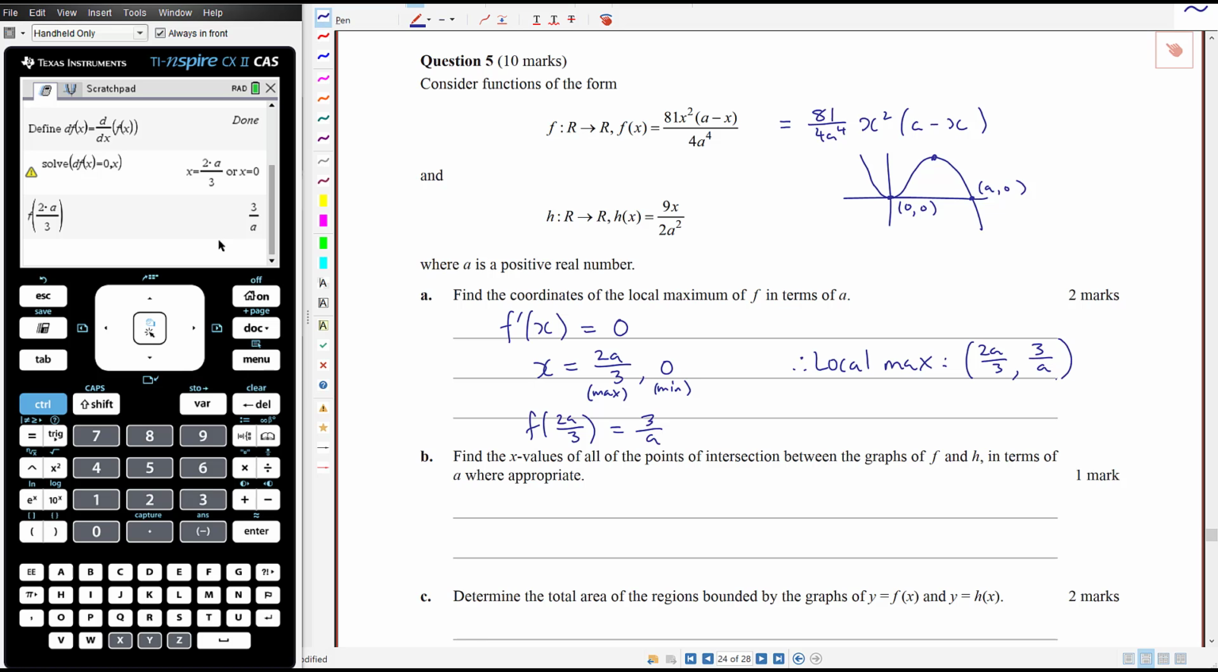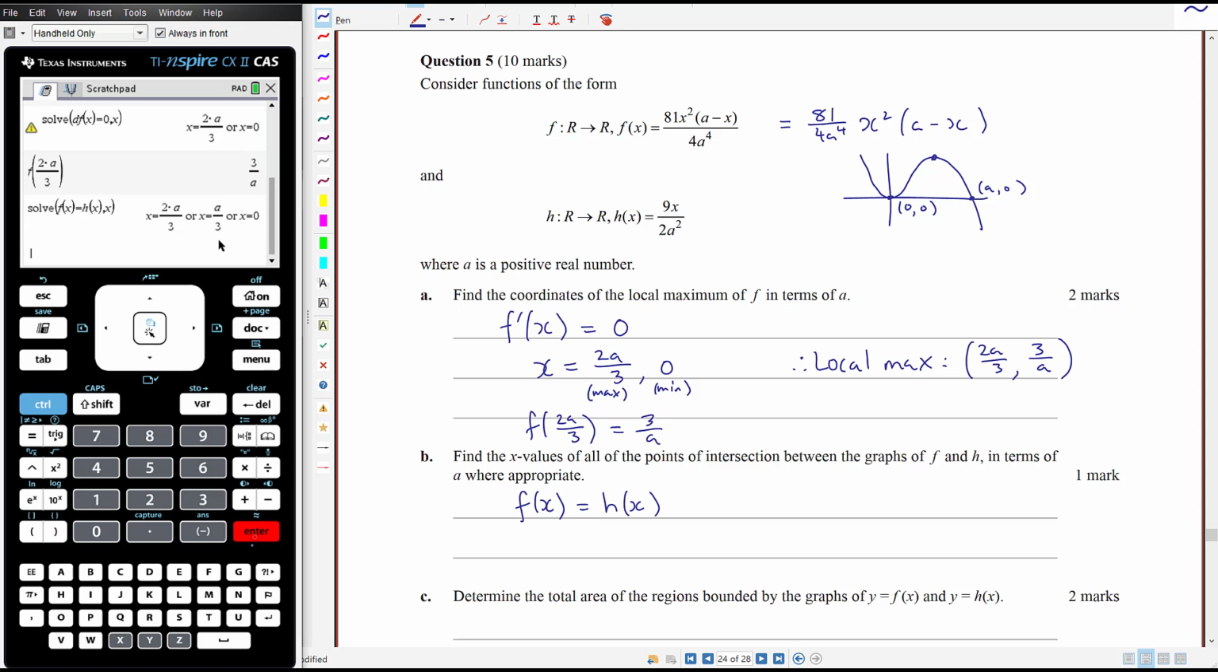Okay, find the values of x of all the points of intersection between the graphs of f and h in terms of a where appropriate. Okay, so we want to look at when f of x equals h of x. So we are solving f of x equals h of x for x. Okay, and that tells us that x equals 2a on 3, a on 3, and 0.